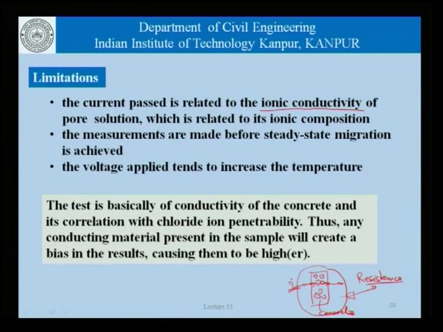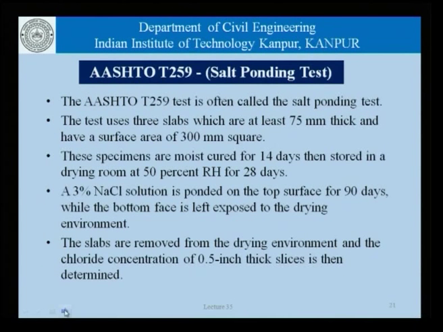So, as I said, the test is basically of conductivity of the concrete and its correlation with chloride ion permeability. Thus, any conducting material present in the sample will create a bias in the test and cause the results to be higher. So, if there is more conductivity, the current will be higher, and therefore, we will get results which would indicate that the coulombs are higher.